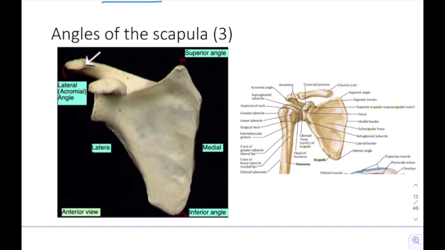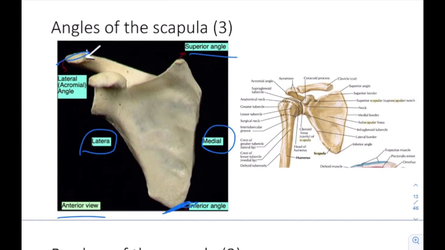Okay, so let's talk about the angles of the scapula. Again, this is an anterior view. Here is lateral, here is medial. So the superior angle is right here. The lateral angle is here, and the inferior angle is here.